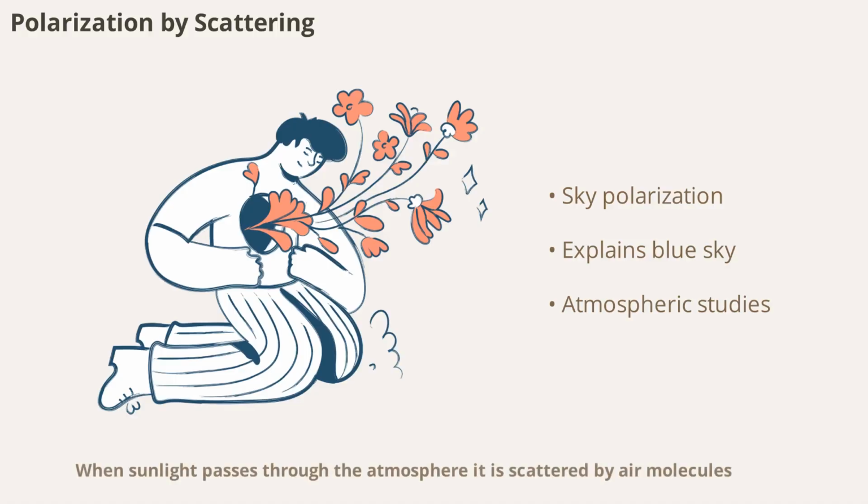When sunlight passes through the atmosphere, it is scattered by air molecules. This scattering causes the sky to appear blue and also polarizes the light. Polarization by scattering is used in atmospheric studies and helps explain natural phenomena like the blue sky and red sunsets.